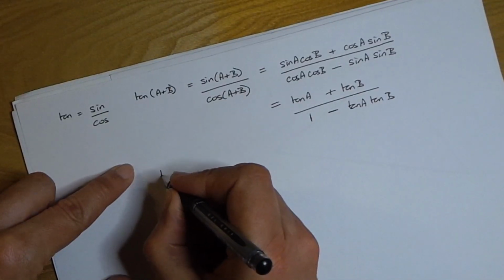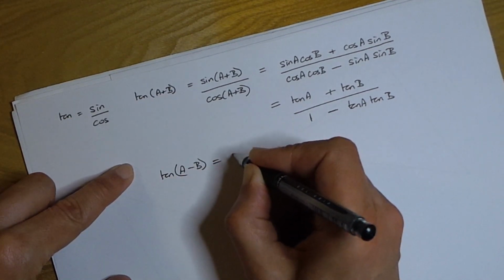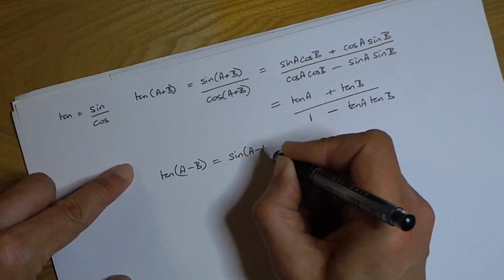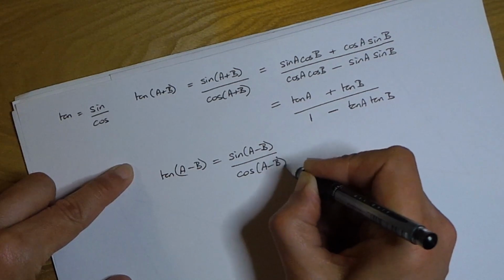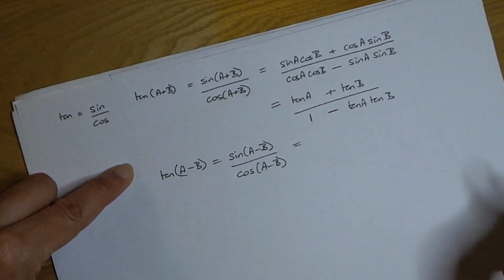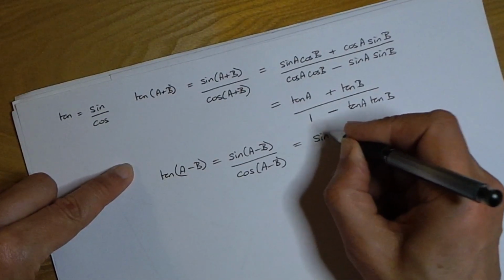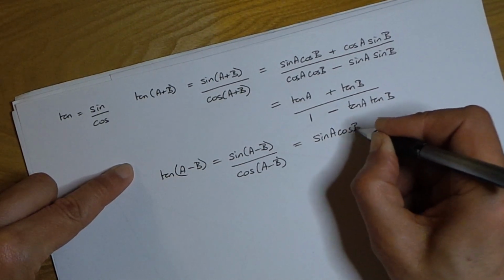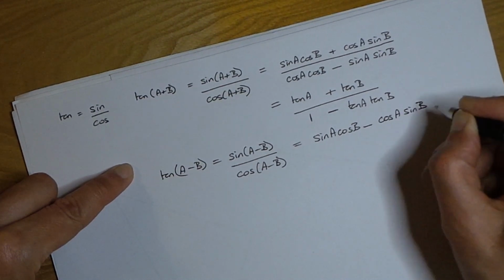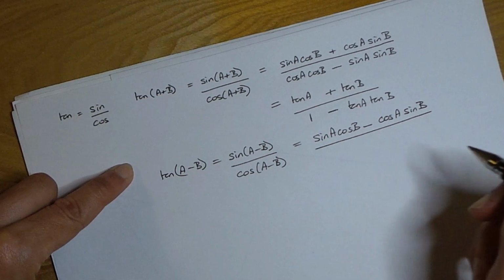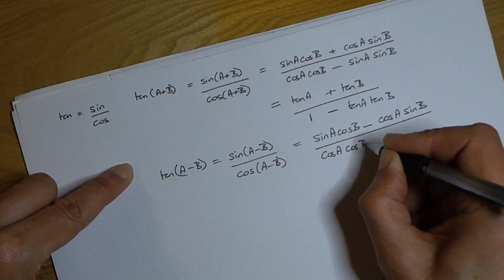Similarly, the tan of A minus B is equal to the sine of A minus B divided by the cos of A minus B, which equals, using the formulas that we had before, the formula for sine of A minus B, which is sine A cos B minus cos A sin B, and the formula for cos of A minus B, which is cos A cos B plus sin A sin B.